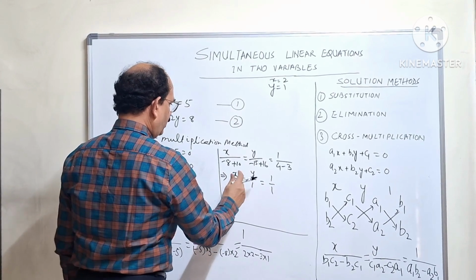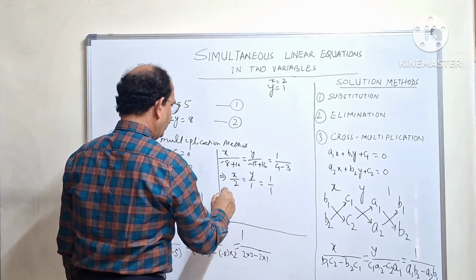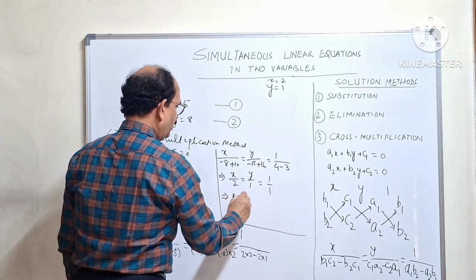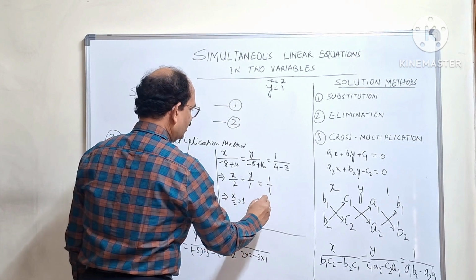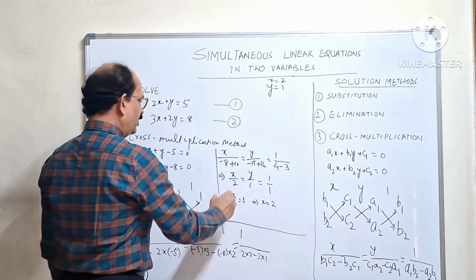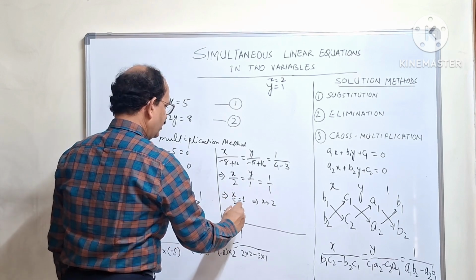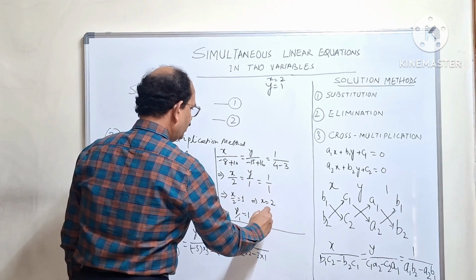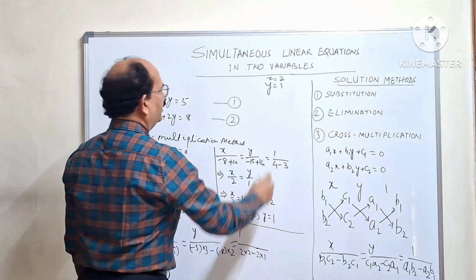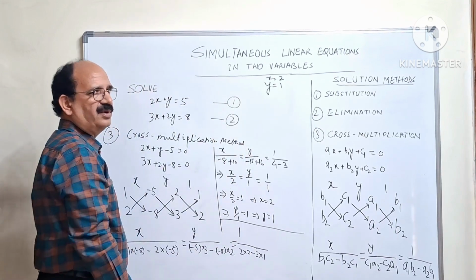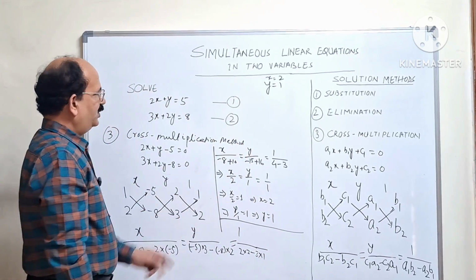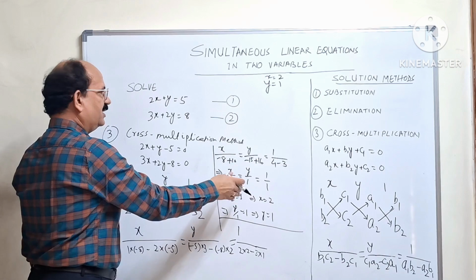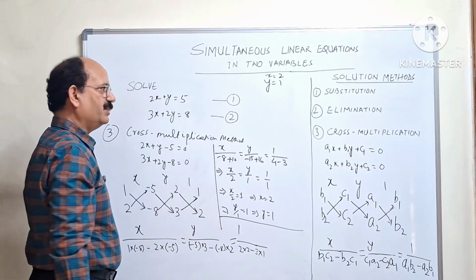Therefore, if you take x by 2 equal to 1, this will lead to x is equal to 2. And you can also write y upon 1 is equal to 1, which again leads to y is equal to 1. The same set which we have got. So you are getting the same solution from all three methods.